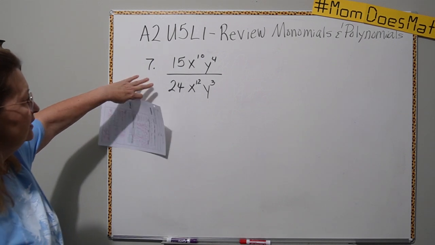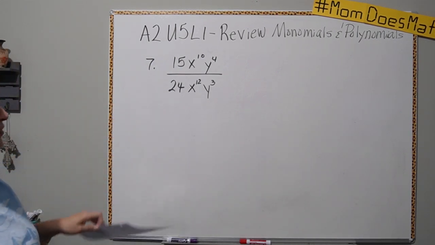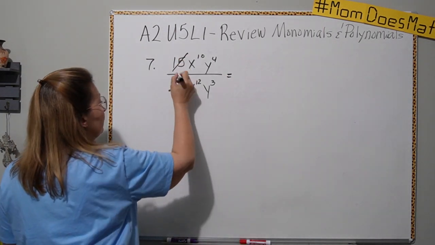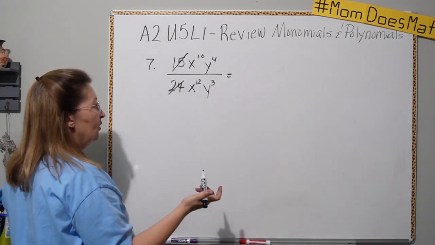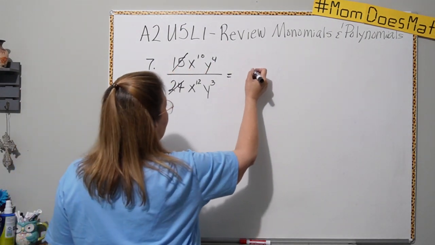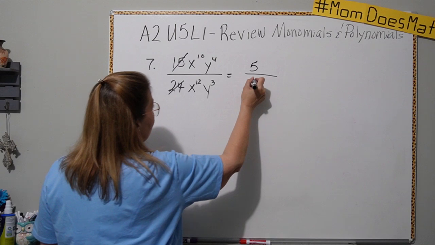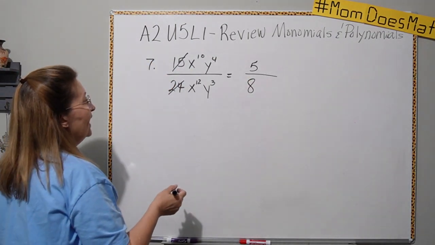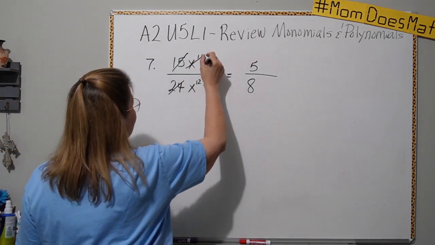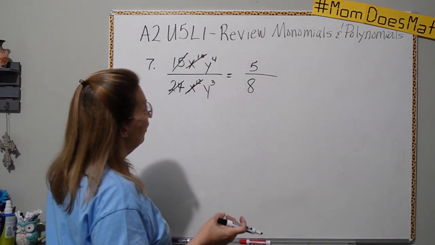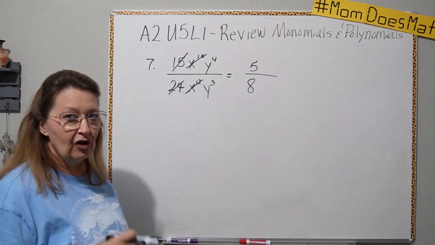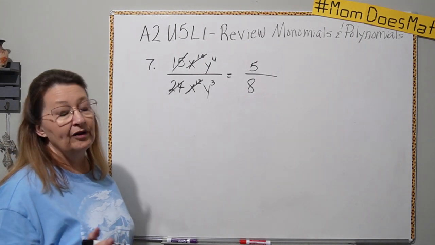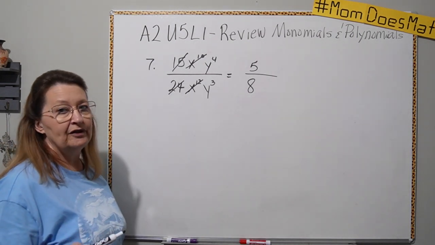Okay, number 7 is 15x to the 10th y to the 4th over 24x to the 12th y to the 3rd. So let's start reducing. What number will go into 15 and 24? 3 will. So if I divide 15 by 3, I get 5, and 24 divided by 3 is 8. So that simplifies the constant part. All right, now I'm going to be subtracting exponents. x to the 10th over x to the 12th. If you always subtract the small number from the large number and then put your answer where the biggest exponent was, you usually won't get a negative exponent, and you will get the right answer.